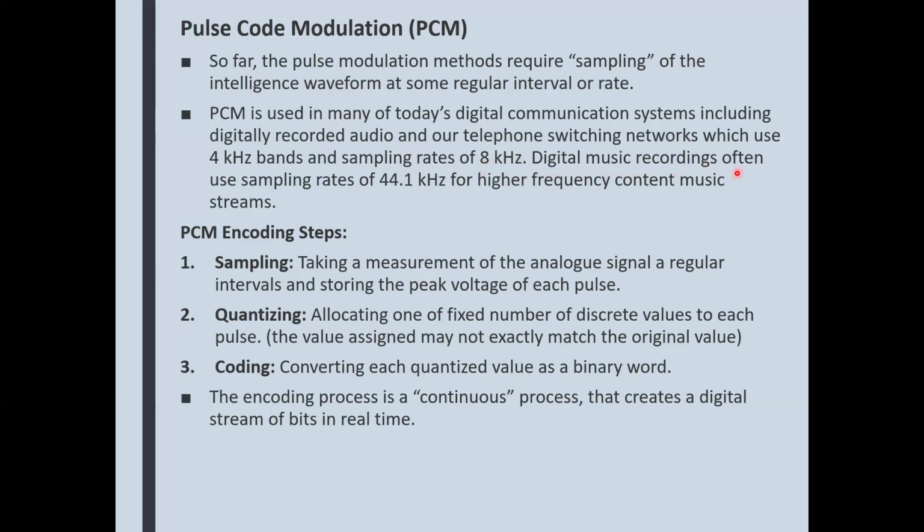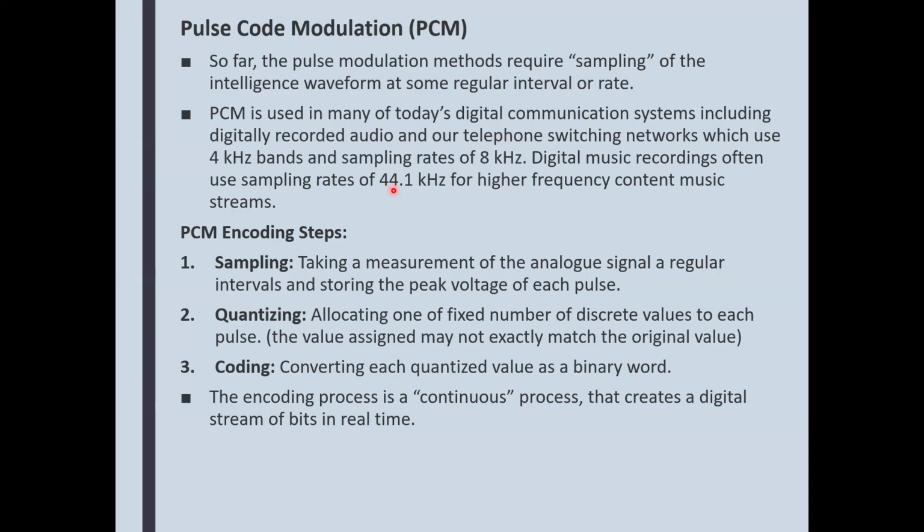Digital music recordings often use sampling, oh look at this, remember I told you that? 44.1 kilohertz for higher frequency content music streams. And this is the CD quality sampling. Okay? The human hearing range is 20 kilohertz. This is just a voice, which doesn't require as much spectrum or bandwidth as the whole music that is happening, with violins and guitars and all the flutes going on high. Then 20 kilohertz.